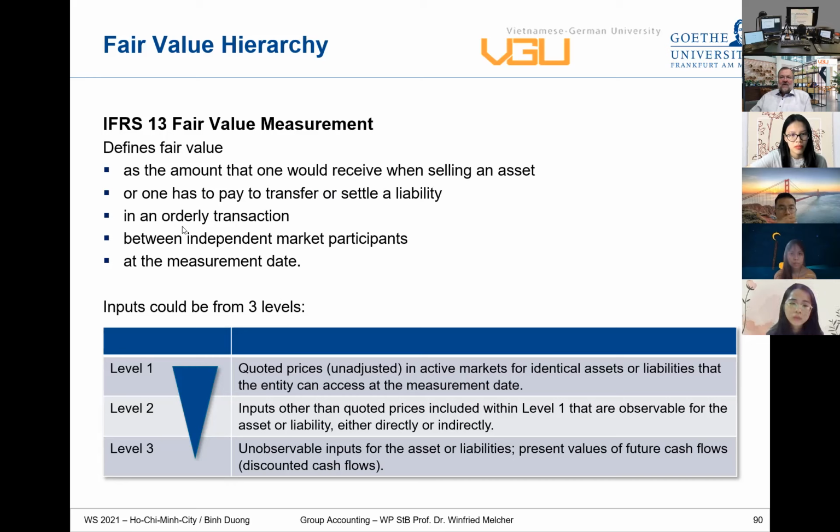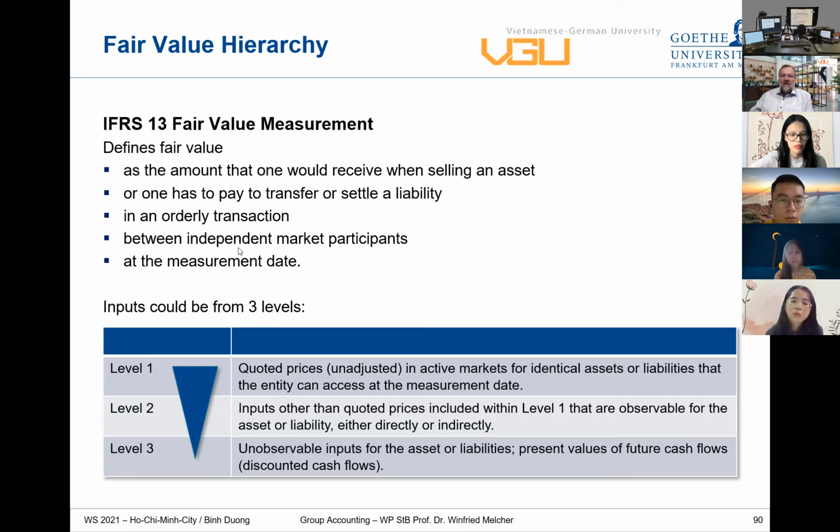And that should be in an orderly transaction. So if you have to sell, if you're near bankruptcy, then you have to sell below market to be able to get money. So that is not an orderly transaction. So you have to look at the situation at the company, and if it's selling in a normal operation, then we are talking about an orderly transaction.